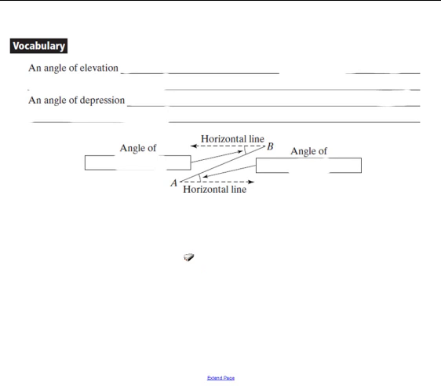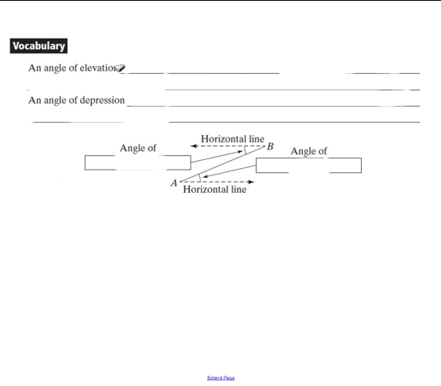Okay, super quick lesson today. Mainly we're just going to be applying two new definitions to some practice problems that are similar to what we've already been doing. So the two terms we've got are angle of elevation and angle of depression. And really they're just terms that they use to describe angles in a word problem, when you're trying to describe a situation.